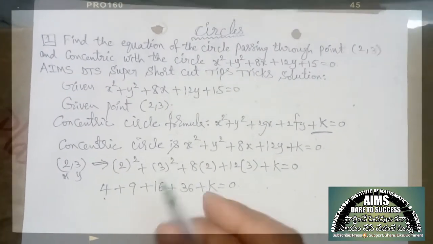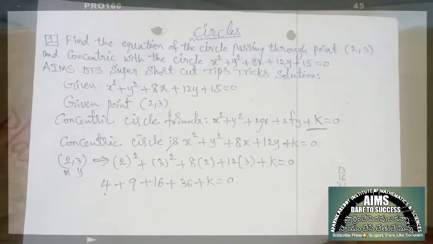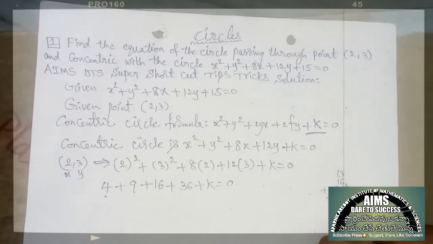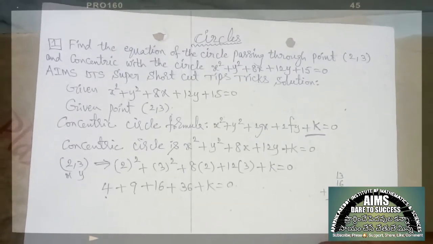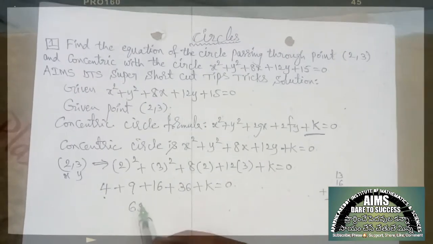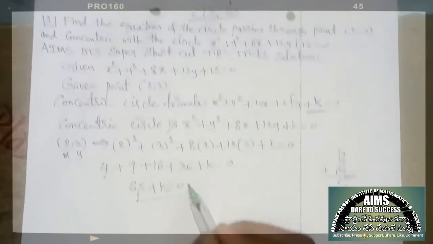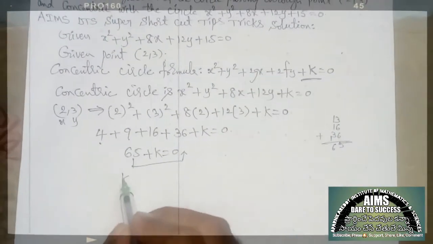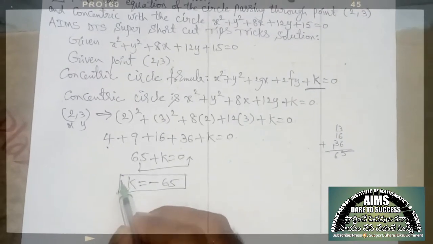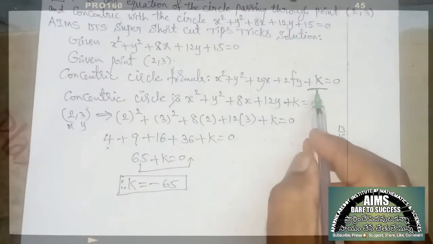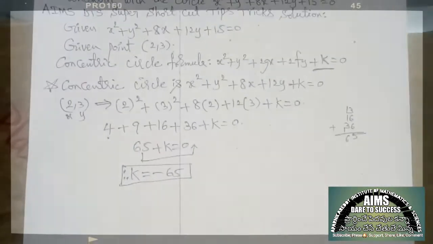4 plus 9 is 13, and 16 and 36 you can add. 6 plus 6 is 12, 12 plus 3 is 15, 1 plus 3 is 4, 4 plus 2 is 6. So 65 plus k is equal to 0. This 65 is coming to the right side, we get k is equal to minus 65. So this k value I wanted to substitute in the concentric circle formula.